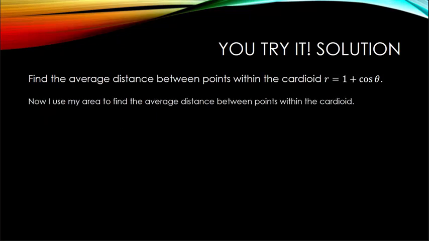Now I use the area I just found to compute the average distance between the points within the cardioid. This means my average value will be 2 over 3 pi times the integral from 0 to 2 pi times the integral from 0 to 1 plus cosine theta of r times r dr d theta. Now I compute my inner integral.